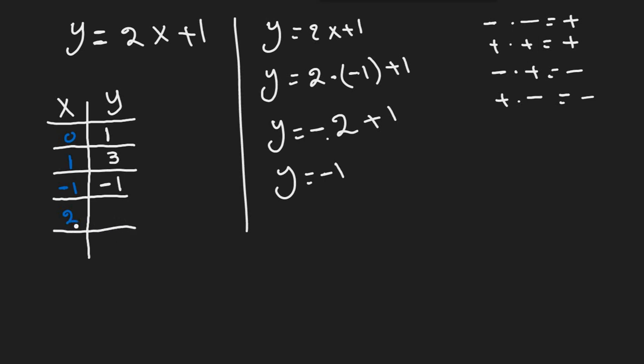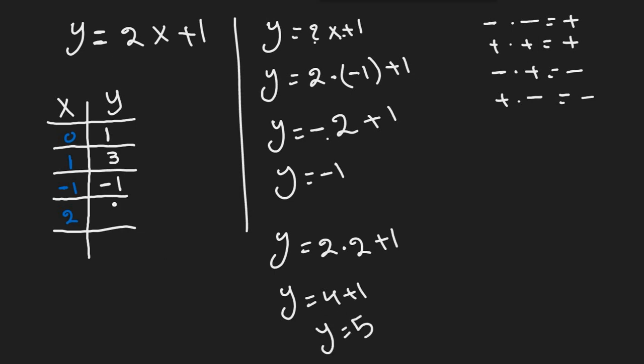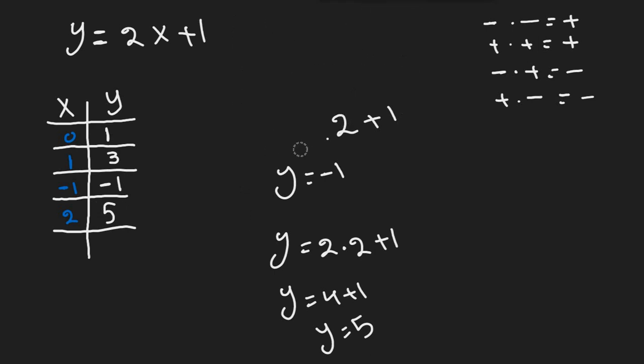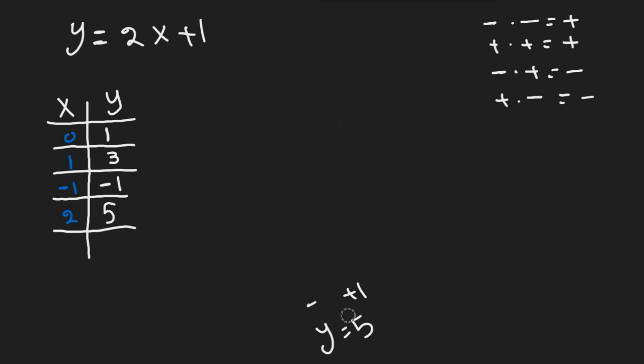If x is 2, I will write y equal to 2, x is 2 here, 2 times 2 plus 1. Y is equal to 2 times 2, 4, plus 1. Y is equal to 5. So here y is 5. I'm going to erase this part because I won't draw the graph here.